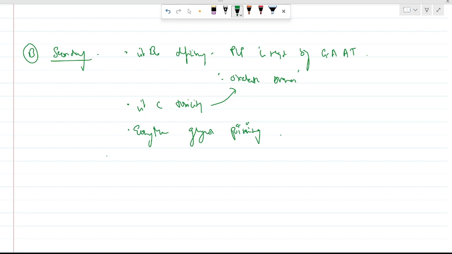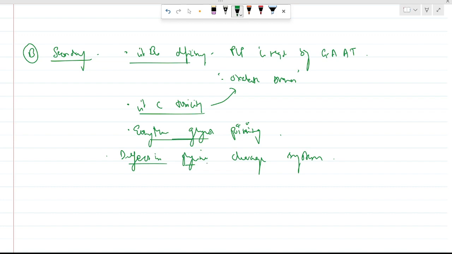And also there could be a defect in the glycine cleavage system. These are some of the reasons for secondary development of hyperoxalemia: vitamin B6 deficiency, vitamin C toxicity, ethylene glycol poisoning, or a defect in the glycine cleavage system.